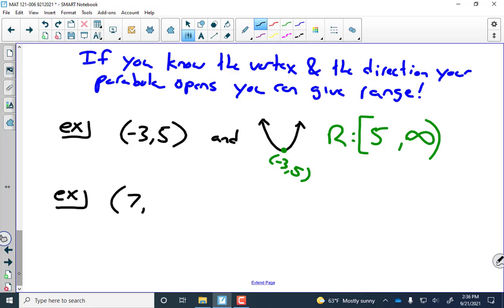7, 14. No one say anything out loud. Everyone write down what the range of this one is. Don't say it out loud. Write it down.